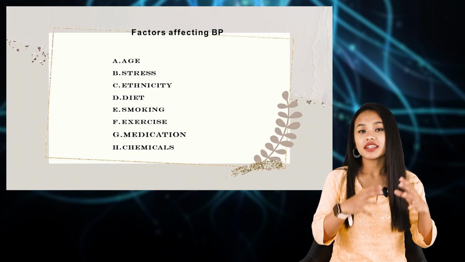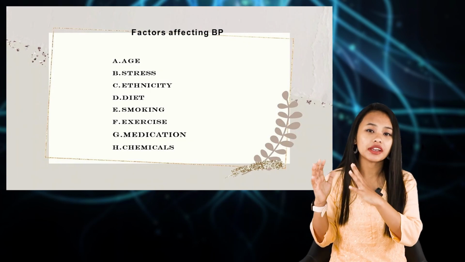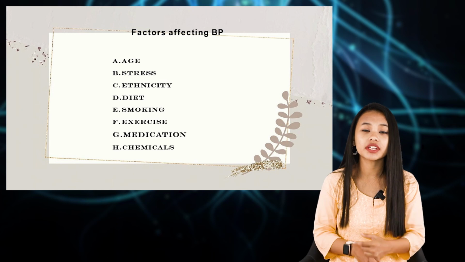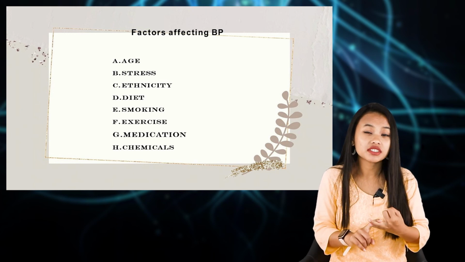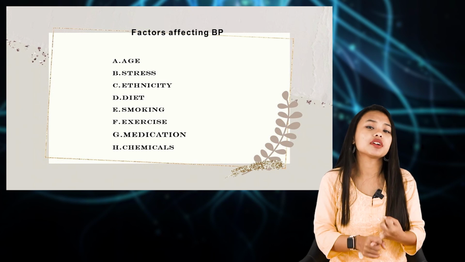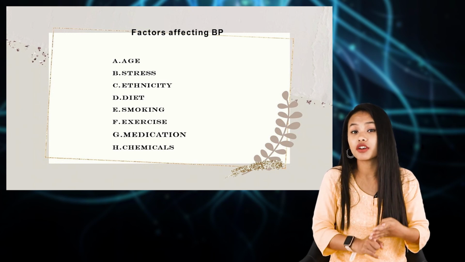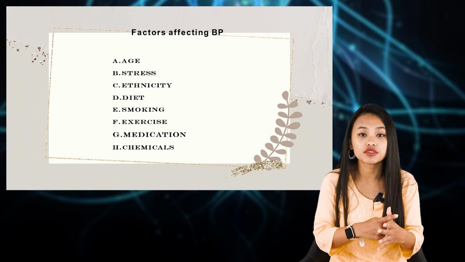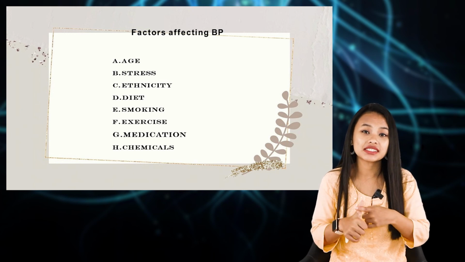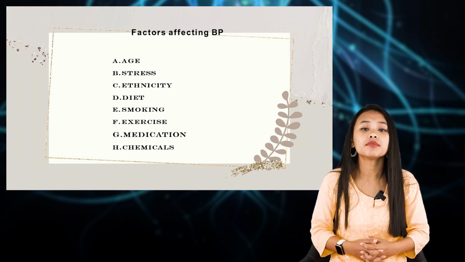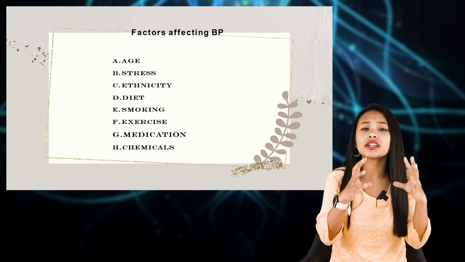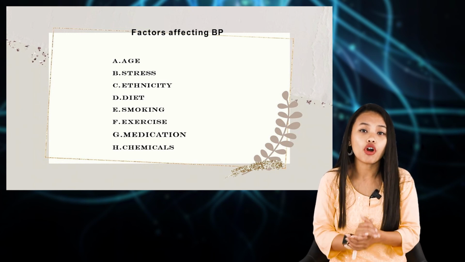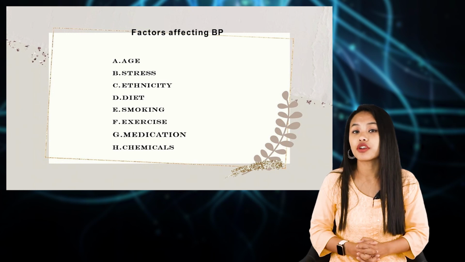Now, moving on to the next, that is the factors that affect the blood pressure of an individual. Here, there are various factors that can affect the blood pressure of an individual. It can be their age, it can be because of certain emotions such as stress, it can be because of ethnicity, it can be because of the diet of the food which they consume on a day-to-day basis, it can be because of the habits of smoking, it can also be because of exercise, meditation, or even because of chemicals. So in order to get a clear idea about how these factors can affect the blood pressure of an individual, let us discuss each one of them in detail.